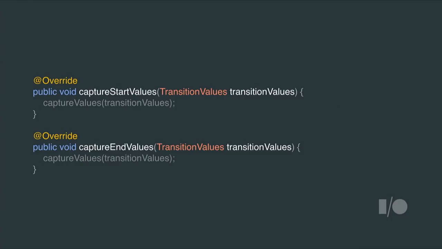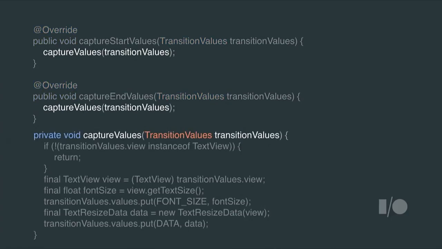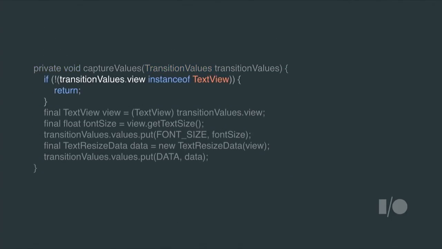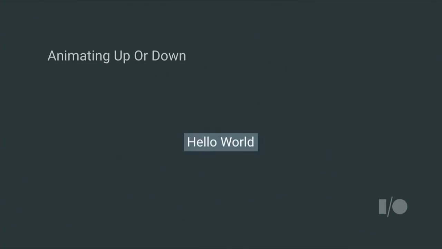So when we capture our start values and end values, you remember this from what Nick said, we want to capture them. And it's the same thing in both the start and the end. We have a common function to do it. And first thing we have to do is we can just throw away anything that's not a text view, right? We're only animating text views. So anything else, we just ignore. Of course, we want to capture the font size, the text size here. And we also want to capture some other data. And I just stuck this all in its own class, and so kind of hide that information. But it's basic things like the bounds of the text view, because we're going to need that for the animation.